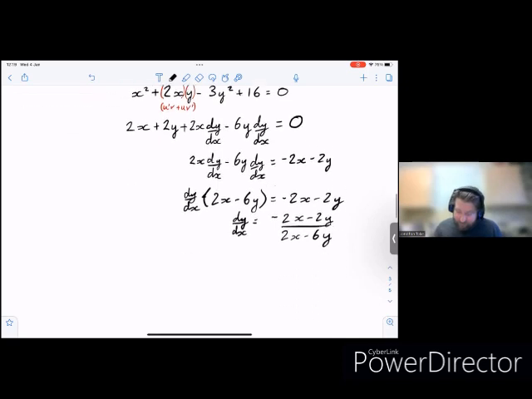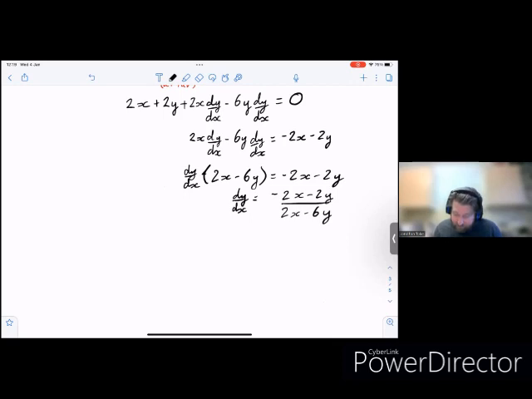Okay, I'm going to simplify that a little. We've got a common factor of 2 on the top and the bottom. And actually, there's a lot of minus signs. I didn't manage to avoid that. So I'm going to divide the top and bottom by minus 2. So we will get x plus y over 3y minus x.